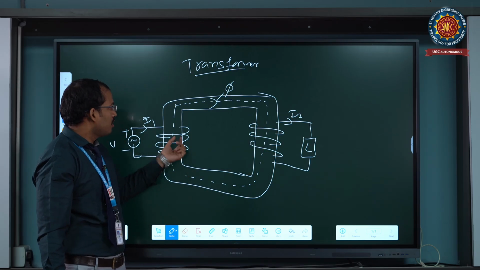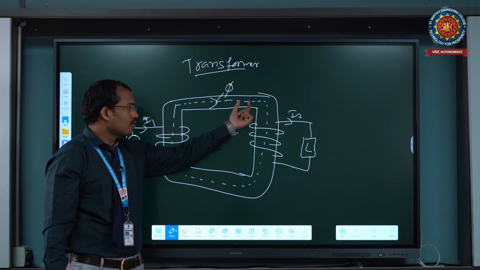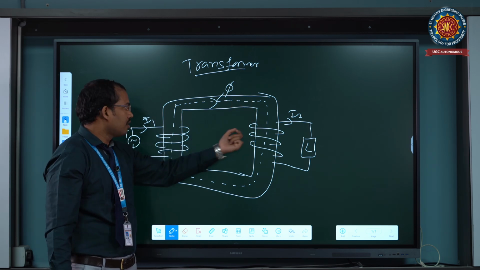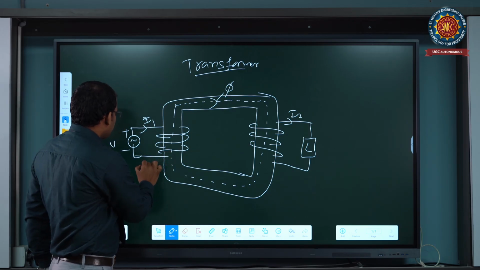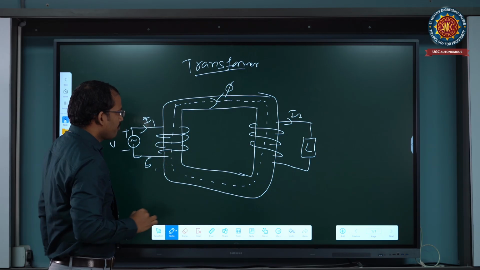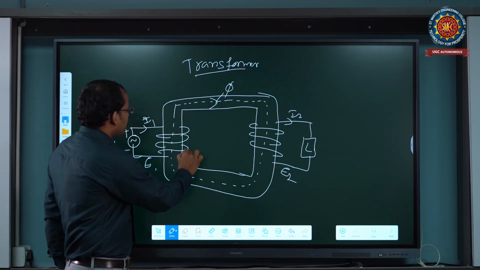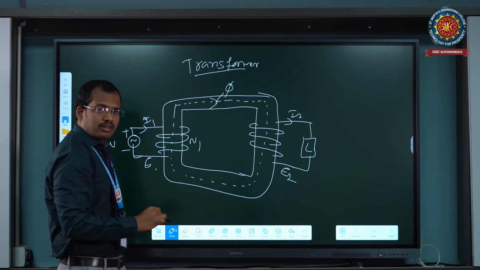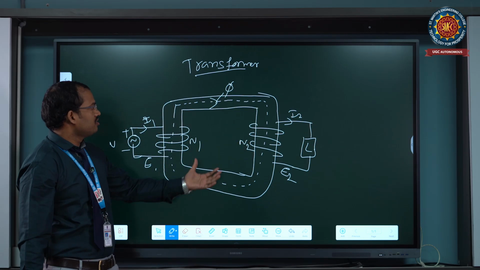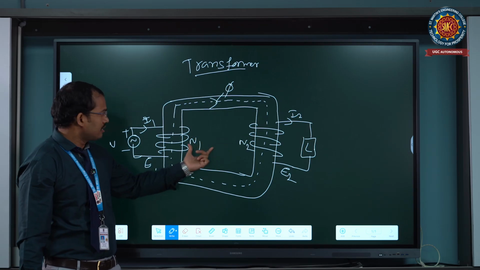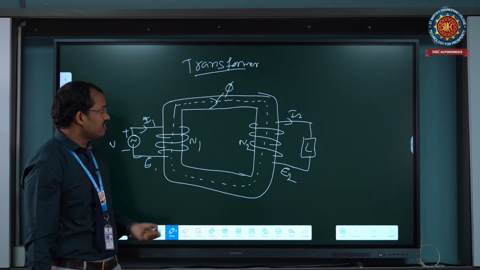This iron core is laminated, with different layers of laminations in the transformer core. The induced EMF on the primary side is E1, and on the secondary side it is E2. The number of turns on the primary side is N1, and on the secondary side it is N2. So this is the basic construction of the transformer.